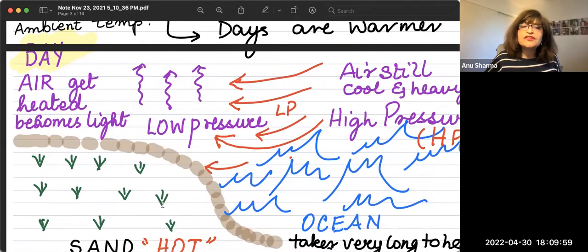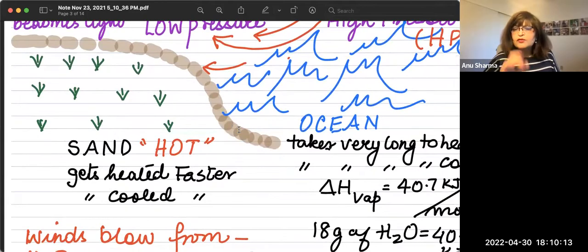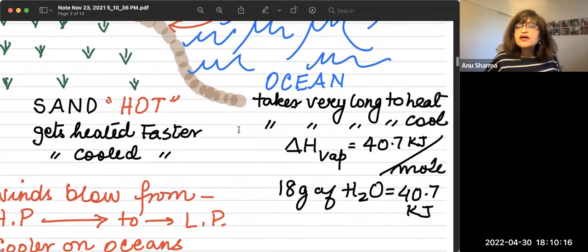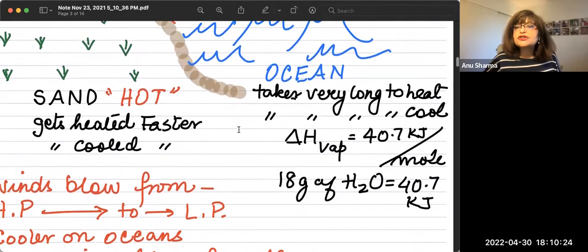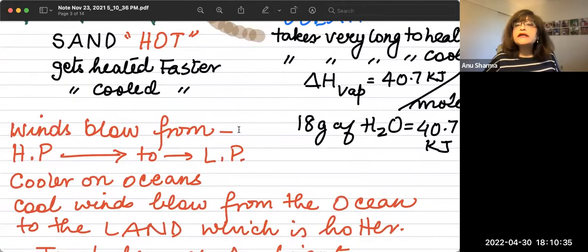And on the land, even though the surface itself is very hot, we have very nice cool winds blowing from the ocean towards the land, bringing in the ambient temperature, or a nice cool breeze, during the daytime. Now the ocean, which took very long to heat up, is going to take very long to cool down also. 18 grams of water needed 40.7 kilojoules of heat. And think about the massive amount of water that is present in the ocean. The longer it took for the ocean to get heated up, the longer it's going to take for it to cool down.